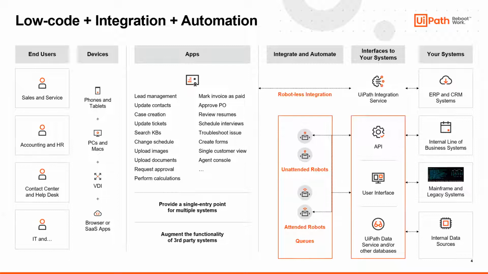So now, basically, how on an enterprise level the automation or the UiPath apps are deployed. So you can see on the screen on the left hand side there is an end user. As I said, across the business units, across the functions, be it sales and service, accounting and HR, contact center, help desk, IT, or anything, any individual, any employee can use this particular application in their day-to-day activity, right? And it can be accessed on any device. It can be phones or tablets, PC or Macs, on a VDI screen, on a browser or SaaS applications, right?